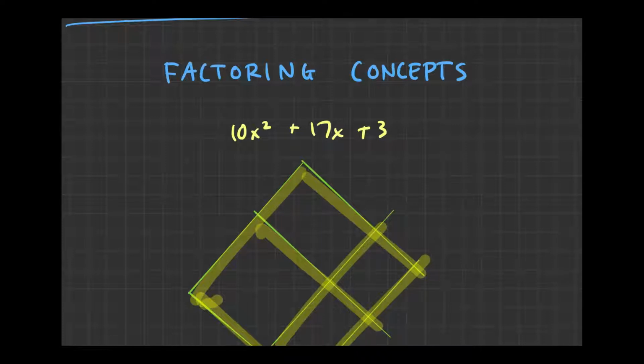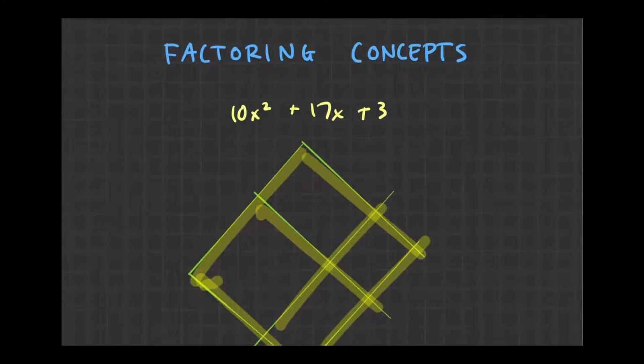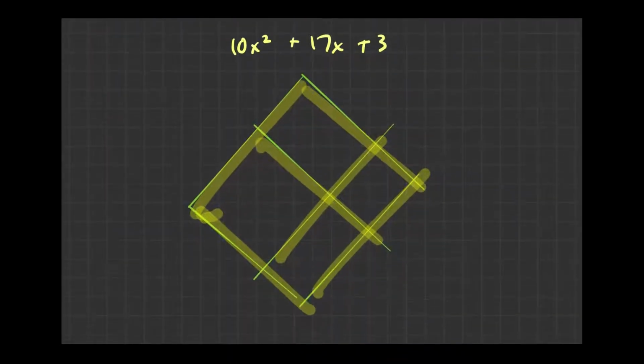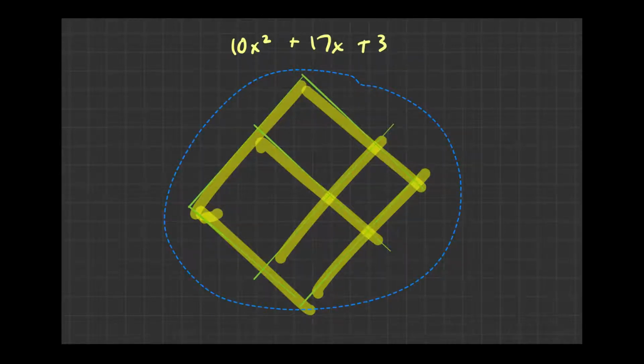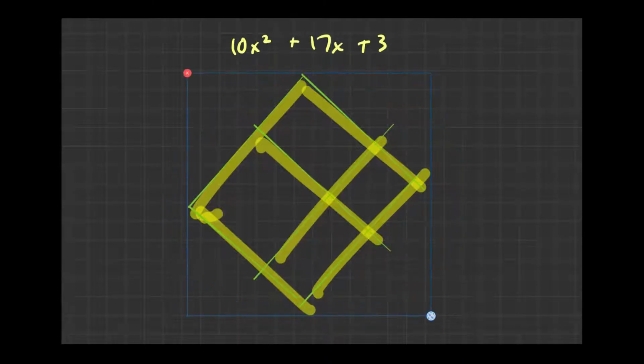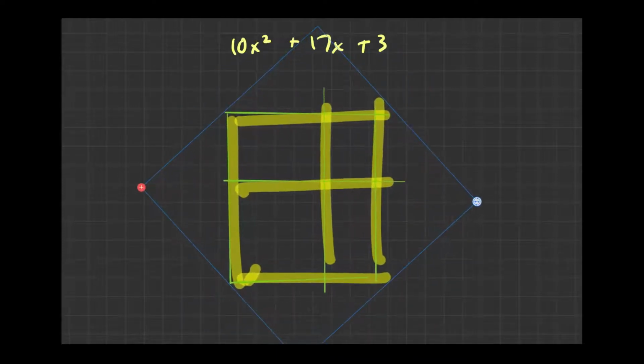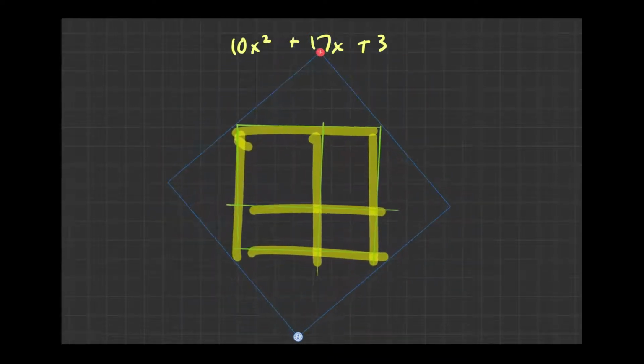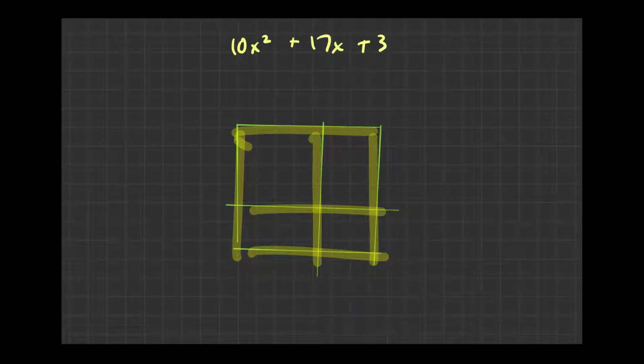Okay, let's get started. Let's talk about factoring a quadratic that looks something like this. We're going to use a model that looks something like this. Usually we don't make it a diamond, though we can if we want. I just made it look like that so it looks interesting for the YouTube thumbnail. But really, it's going to look more something like this. That's actually what the model looks like.